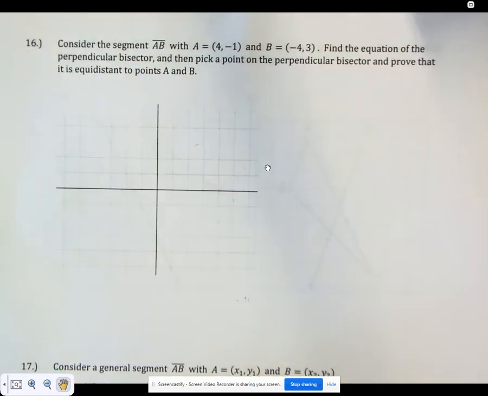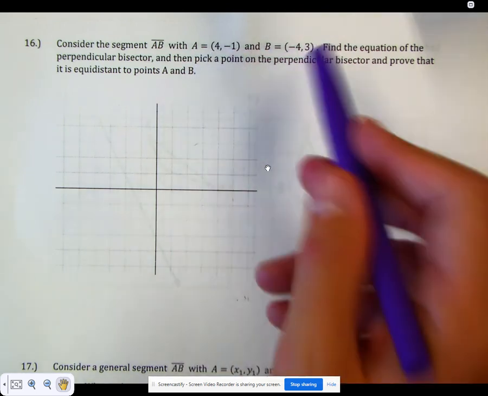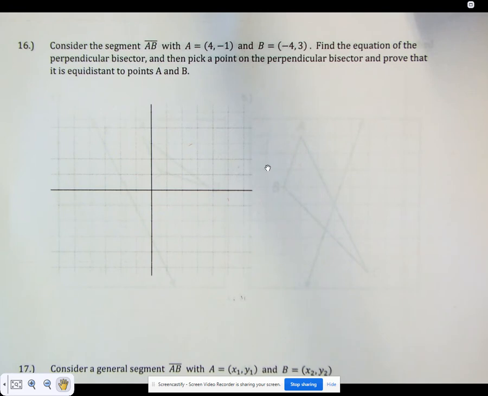So for 16, all you want to do is graph the points you're given. It says, consider the segment AB that has this A value and this B value, and find the equation of the perpendicular bisector first, and then pick a point on the perpendicular bisector and prove that it's equidistant to points A and B. So we'll do this one together. We can consider this part of our lecture, I guess.